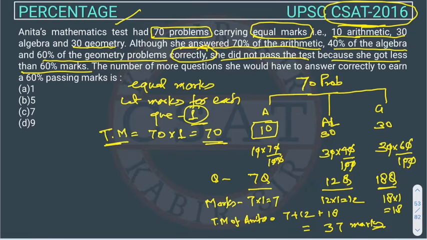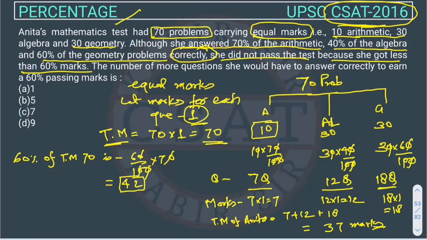So she didn't get the 60% marks. So the 60% of total marks is 60 upon 100 into 70. This 0 will cancel this 0, this 0 will cancel this 0. So 42. So the 60% marks is 42. But she got 37. Right. So how many marks are less than the 60% marks? 42 marks minus 37 marks is equal to 5 marks.